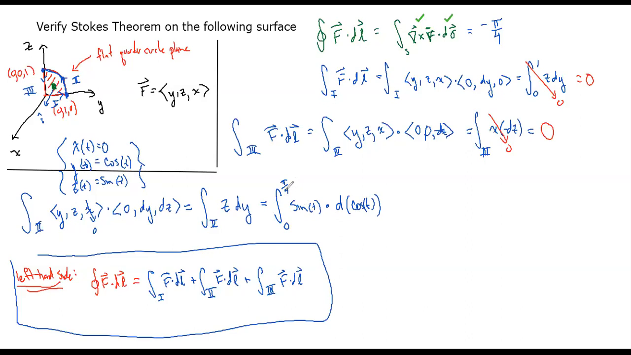Excuse me, pi over 2. So from 0 to pi over 2, we got sine of t, and then d cosine of t is minus sine of t dt. So minus sine squared t dt. And I'm okay with you saying this is the point at which I go to Wolfram Alpha.